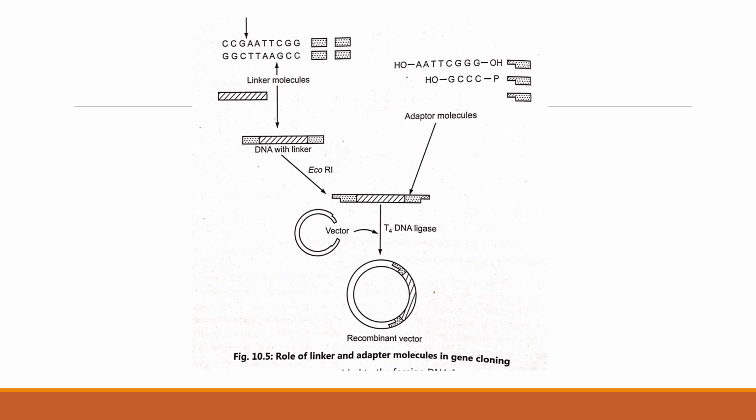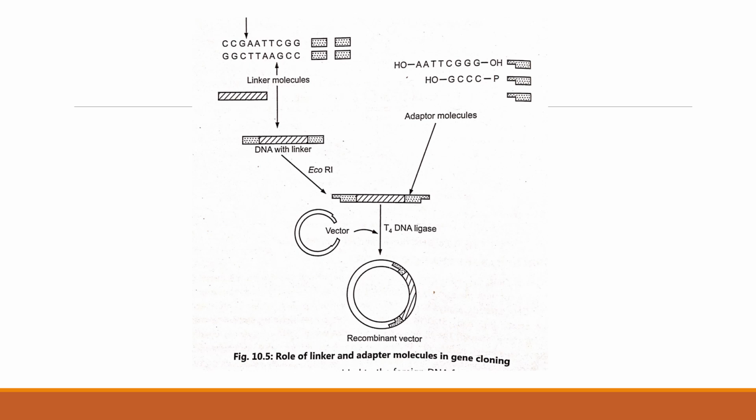For example, if the vector DNA is already cut with the EcoR1 enzyme, but the target DNA is cut with the BamH1 enzyme, then this cannot be ligated. So for that, what we do is that either linkers or adapters can be used in order to join these two. Linkers have blunt ends.